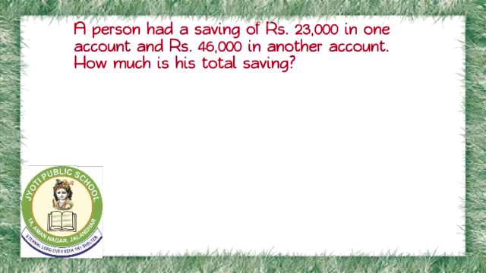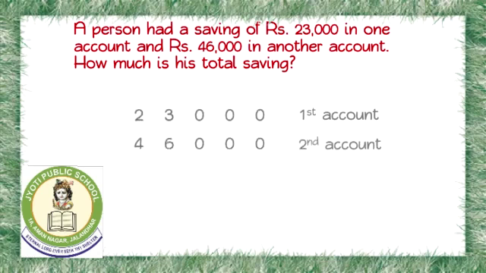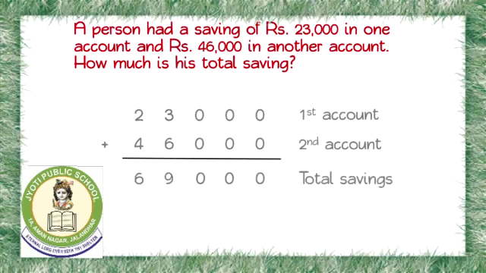A person had a saving of rupees 23,000 in one account and rupees 46,000 in another account. How much is his total saving? We have to find the total savings, which we can get by adding the savings in the first account and the second account. So, we add the amount in the first account and the amount in the second account and we get the total money in the account. The total savings are rupees 69,000.